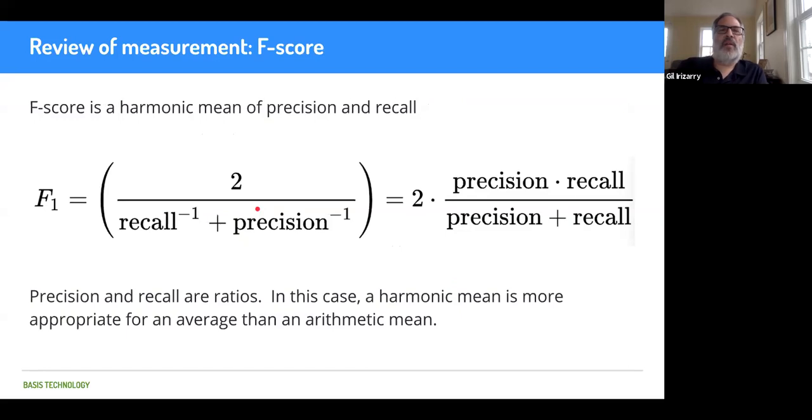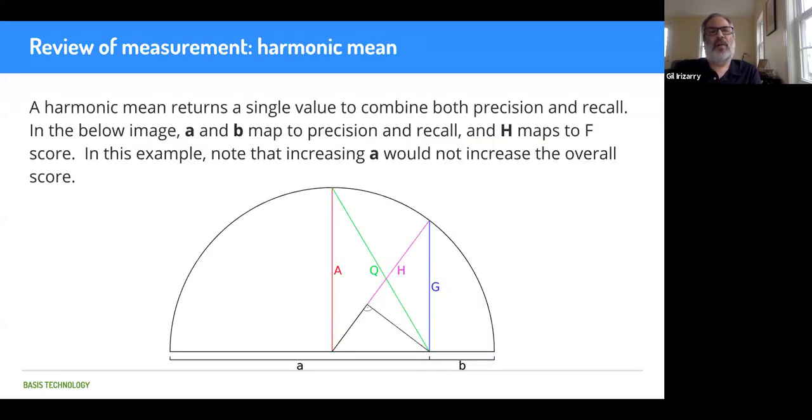So we want to combine precision and recall into a single score. This is commonly called an F-score. It's important to know this is a harmonic mean between precision and recall, and a harmonic mean is not an average. This comes from Wikipedia, as do all the other images. It's important to know what that means.